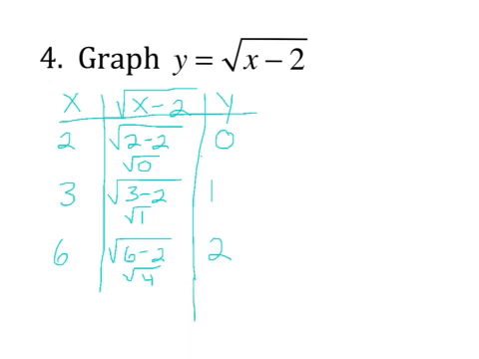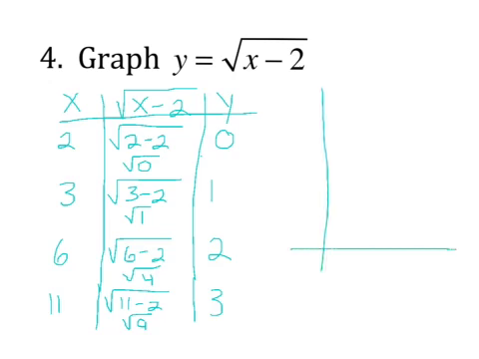And then let's plug in one more number so we have 4 points to work with. So we'll plug in an 11, because 11 minus 2 is 9, and the square root of 9 is 3. So now we're ready to graph. So we need to go all the way out to 11 on the x-axis. And only up to 3 on the y.